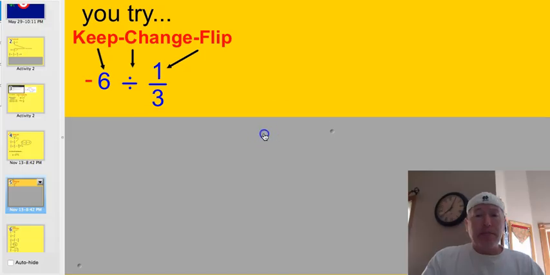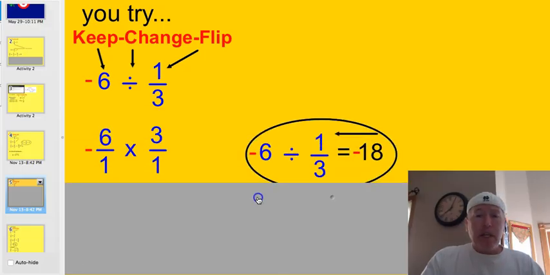All right, let's see how you did. Well, did you keep that sign? Keep the first one and keep the negative. So we change this to a negative 6 or negative 6 over 1 times. We change the sign and then we flip this to the reciprocal.